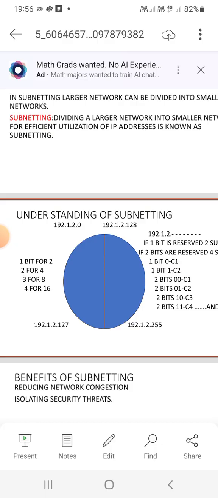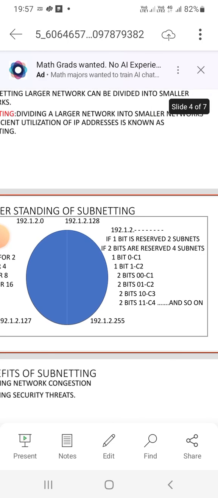192.1.2.0 to 192.1.2.127, this is subnet 1. 192.1.2.128 to 192.1.2.255, this is subnet 2. If 1 bit is reserved and that bit is 0, that is subnet 1. If that bit is 1, that is subnet 2.